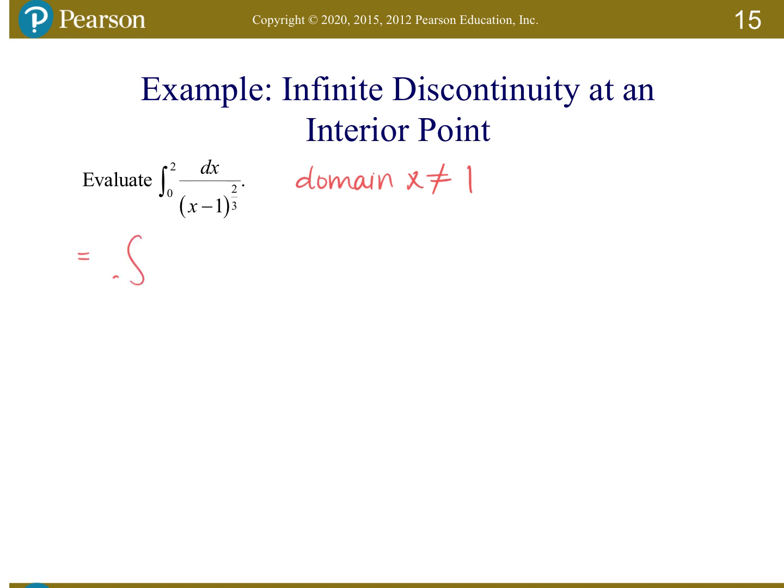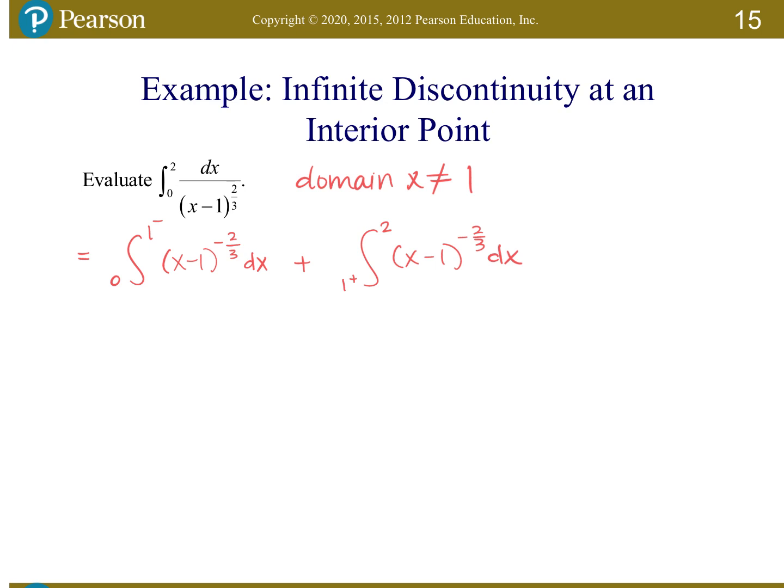So we'll have an integral that goes from 0 to 1 minus, and I'm going to use negative powers, x minus 1 to the negative 2/3 dx. And then we're going to have 1 plus to 2, x minus 1 to the negative 2/3. So we just have to chop our integral in half. It's not always going to be exactly halfway, it may depend on the size of your integral, but we're just going to split it at 1.